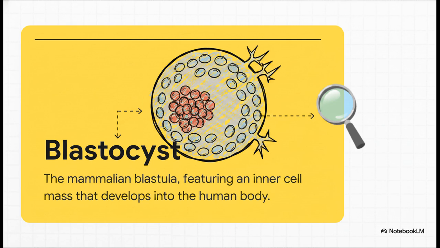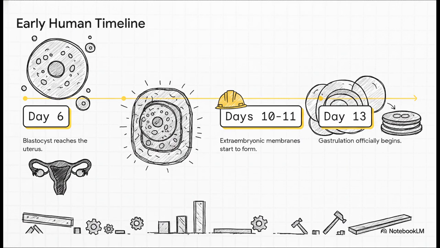The outer layer, well, that has a completely different, highly invasive job. Trace this miraculous early timeline with me to see just how quickly a human embryo sets up its initial construction site. By day 6, the blastocyst reaches the uterus. Day 7, it implants into the uterine lining. By days 10 to 11, extra embryonic membranes start to form. And by day 13, gastrulation officially begins. Think about that. In less than 2 weeks, the work site is fully secured and complex bodybuilding is already underway.